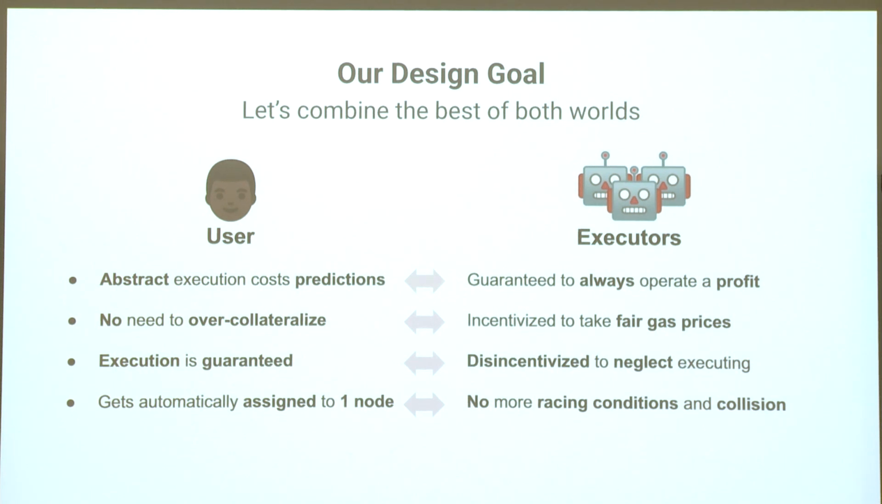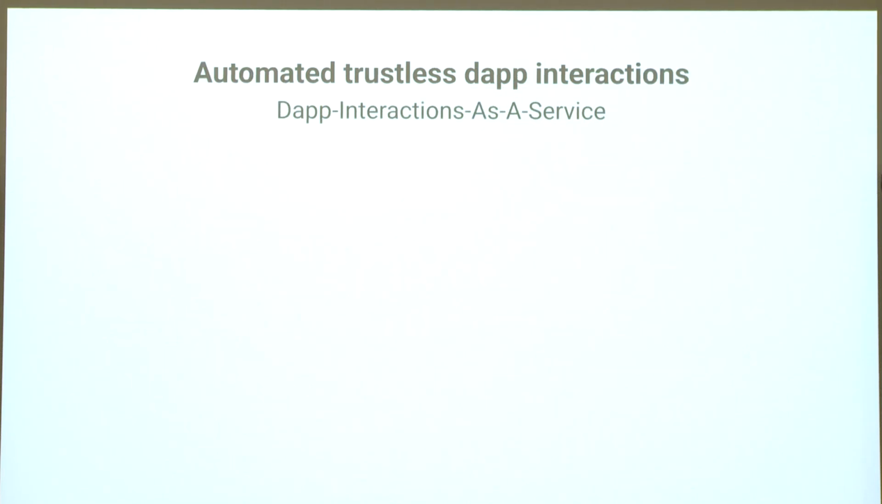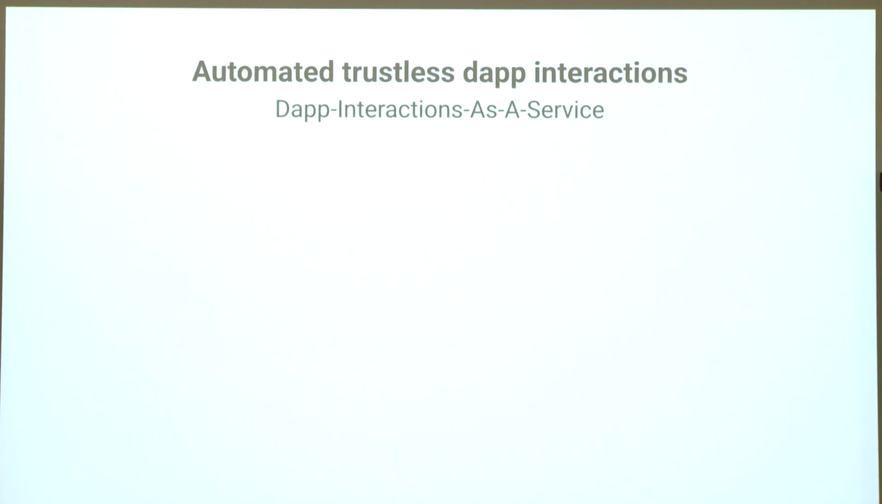Then from the executor point of view, they should always make a profit. They should always be incentivized to take a fair gas price at execution to minimize the cost of the user. They should be disincentivized to neglect execution of transactions that they claimed, and they should not run into racing conditions. They should not collide with each other so that they don't incur losses. And Luis will walk you through how this would look in detail.